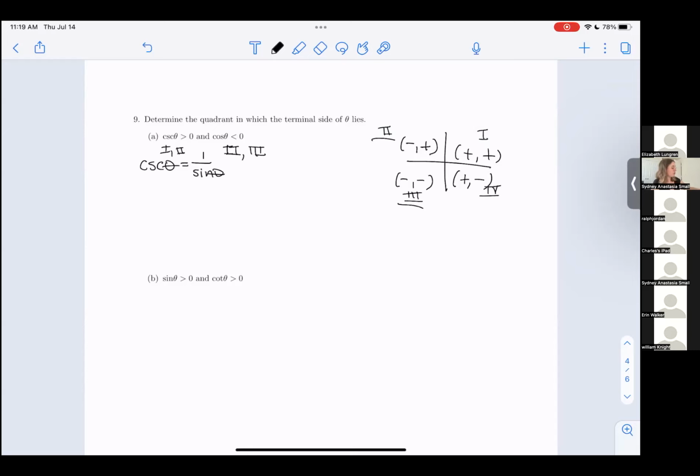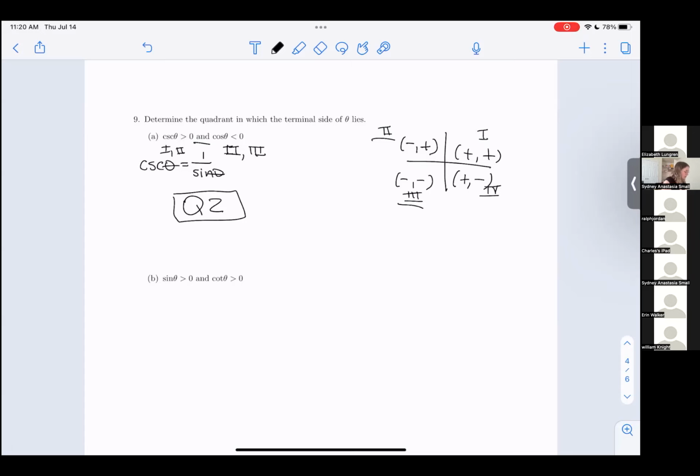Okay, so in which quadrant do both of these things occur? Well, not quadrant 1, because we have positive x values, and not quadrant 3, because then we have negative sine values. The only quadrant where these two overlap is quadrant 2. So that is your answer. Questions on that?